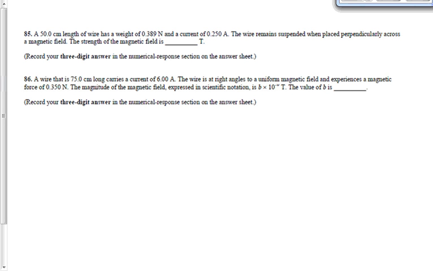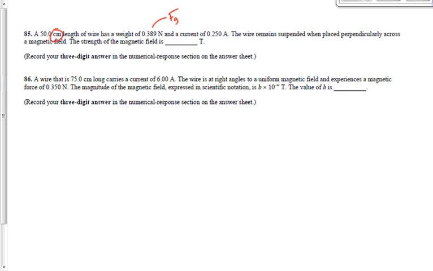A 50 centimeter long length of wire, circle the centimeters because we don't want centimeters, has a weight of 0.389 newtons. What does that mean? A weight of 0.389 newtons. Good. So that's the force of gravity acting down on it, right? I'm going to make a little note about that because it's phrased a little bit differently than we normally see. Oftentimes it'll say the mass of it is whatever value. This is the mass times 9.81 already. It's the force of gravity already.